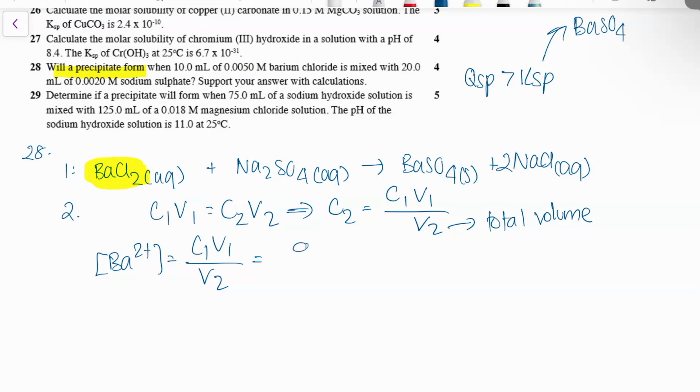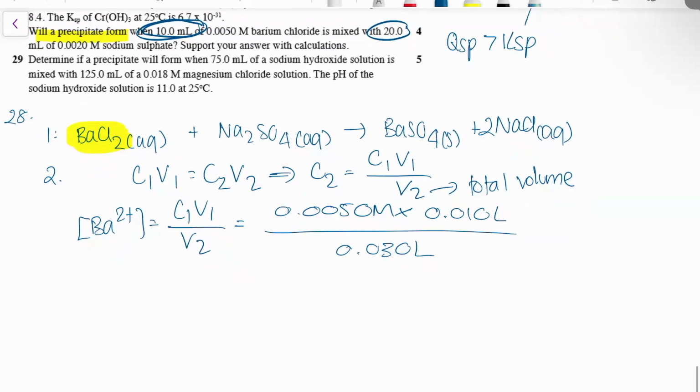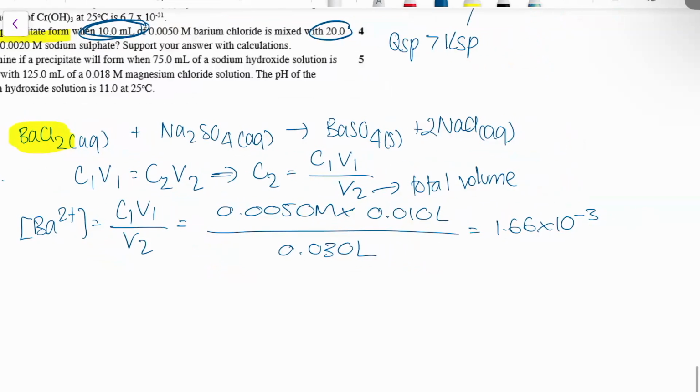So C1 is the 0.005. And then V1, the initial volume, is 10 mL, 0.01 liters. The final volume, once again, we said is the total volume. 10 mL from the barium chloride, 20 mL from the sodium sulfate. So the total volume is 30 mL, which is 0.030 liters. So what's my concentration of barium ions when I mix the two solutions together? 1.66 times 10 to the minus 3 moles per liter.